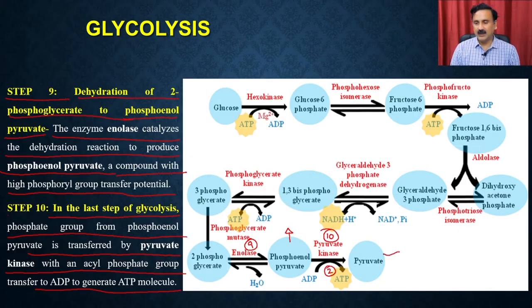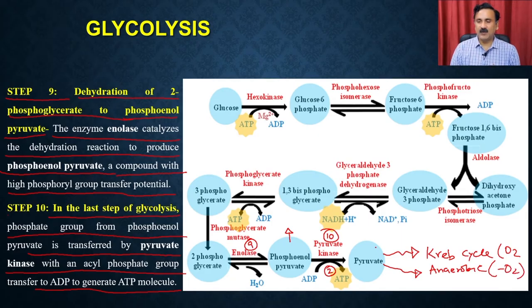pyruvate. And this pyruvate then moves on, and it will enter the Krebs cycle if oxygen is present. If oxygen is not present, then this pyruvate will enter anaerobic oxidation. So once the pyruvate is produced, it will be transferred either to the mitochondria for the Krebs cycle, or it is going to be sent for anaerobic oxidation.